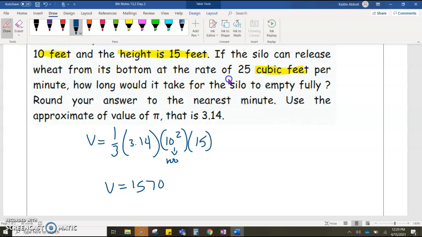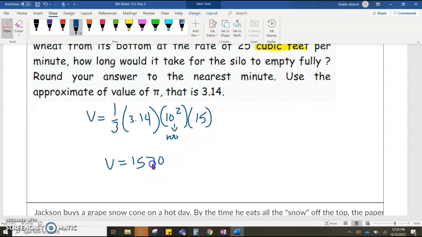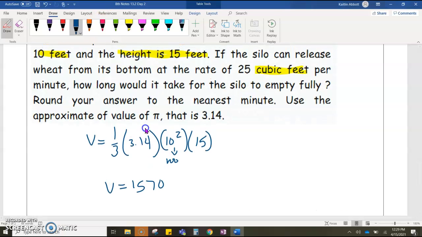but it says if the silo can release wheat from its bottom at a rate of 25 cubic feet per minute, how long would it take for the silo to empty fully? So this is how much is in the silo, and 25 of these can go out every minute. So what we're going to do is see how many of these 25s can fit in the entire volume of the silo. So what operation do you think we're going to use? Multiplication, division, adding, or subtracting?